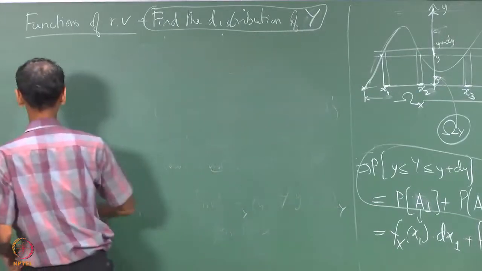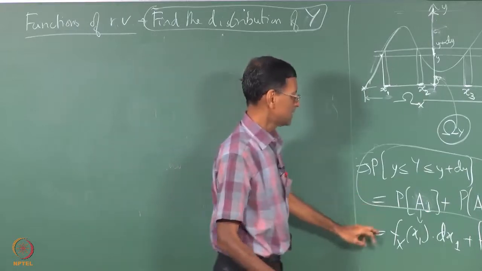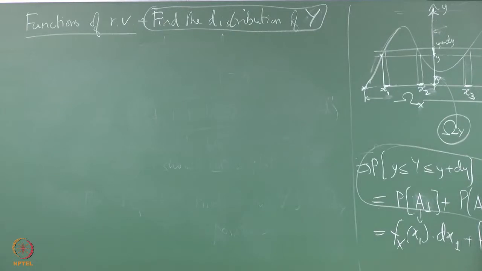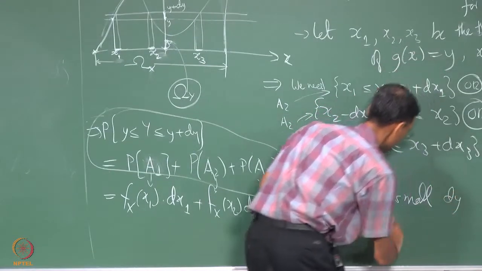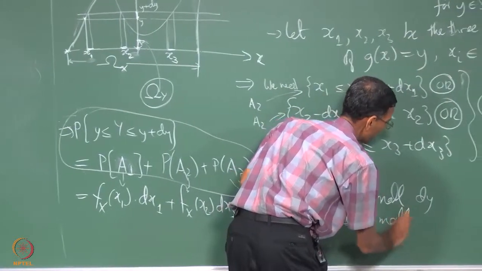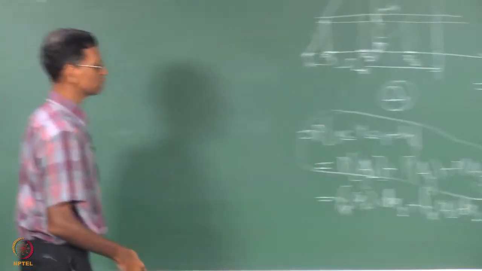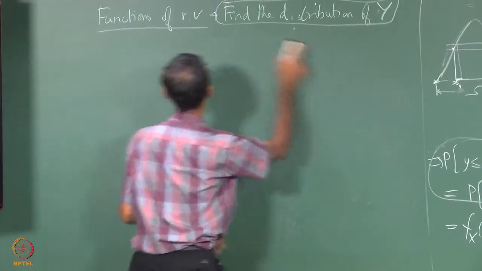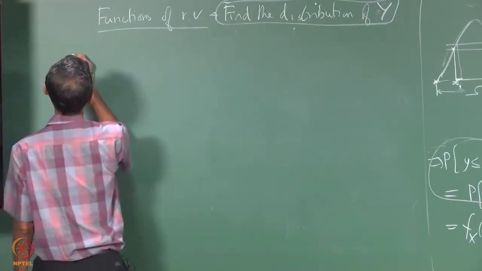So what happens? I am just writing equals here. This equals is only right when, let me qualify it, for very small dy, which implies small dxi. So what do we have here?